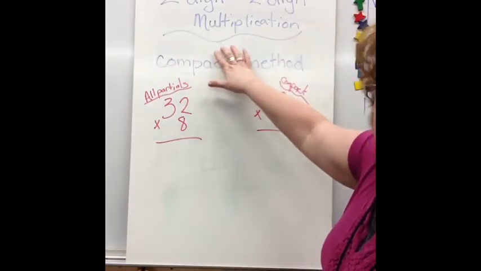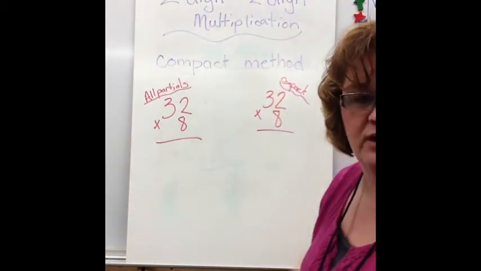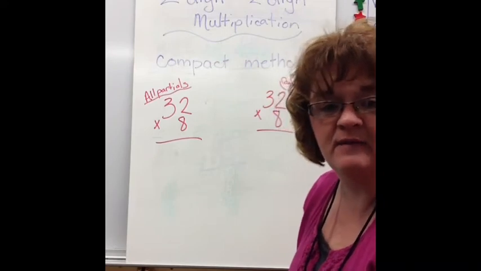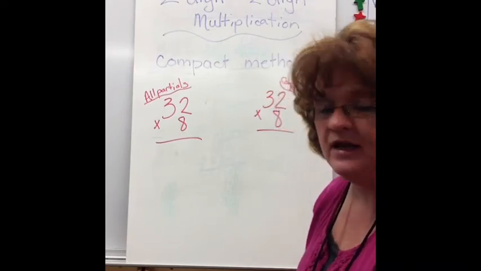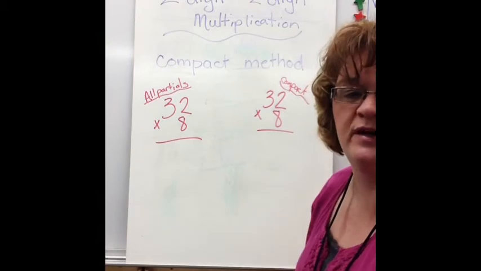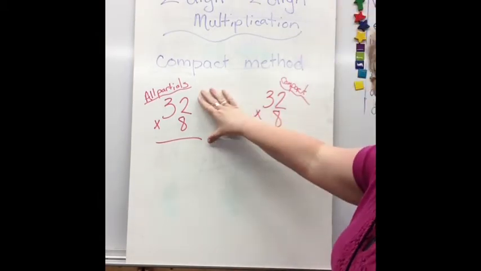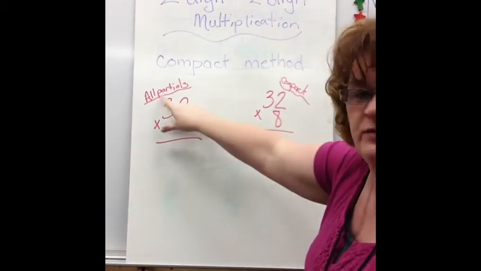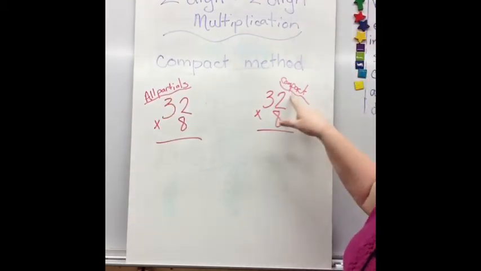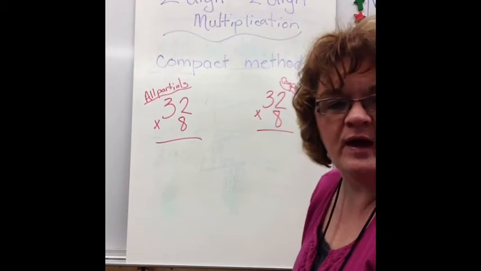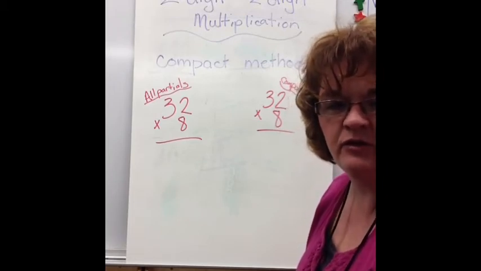Okay, we have a 2-digit by 2-digit is what we're really going to be working on today. Now you've already learned the compact method using the 2-digit by 1-digit. So we're going to start with 2-digit by 1-digit, and then we're going to move into 2-digit by 2-digit. So let's go ahead and talk a little bit about the difference between the all partials method and the compact method. Why don't you go ahead and write this in your notes section of your flip book.